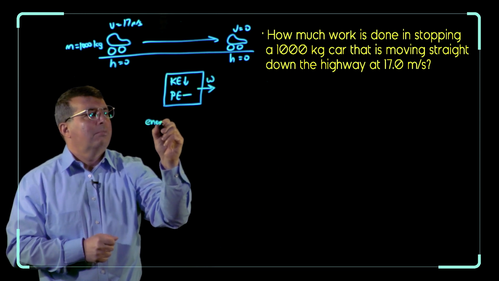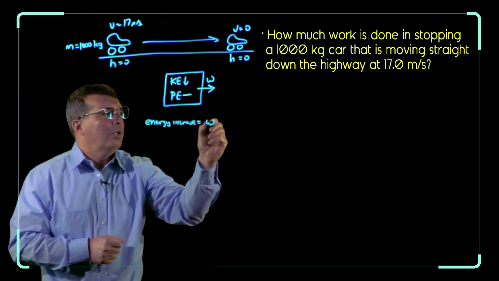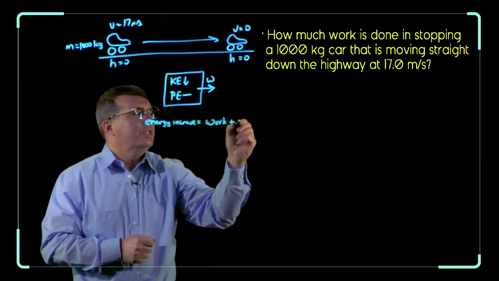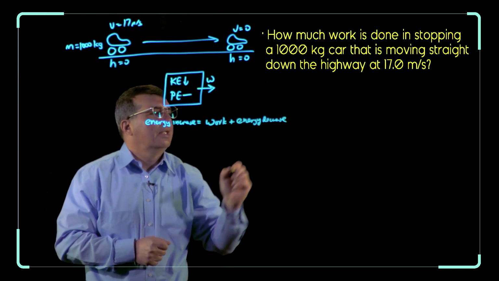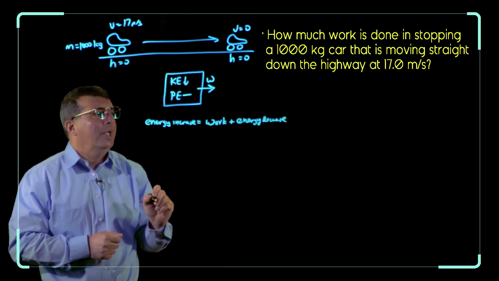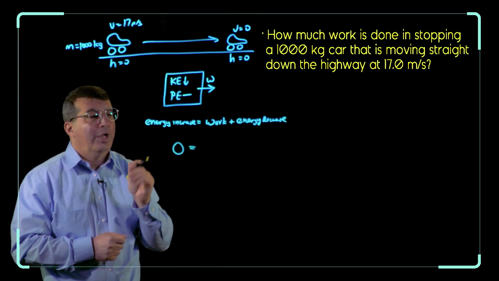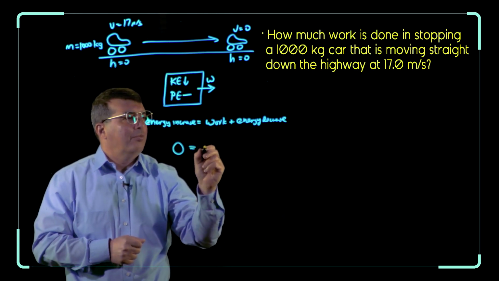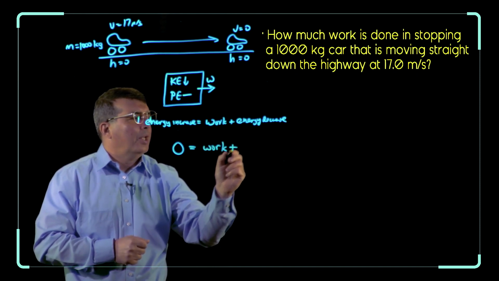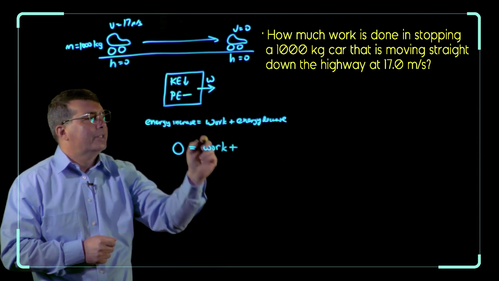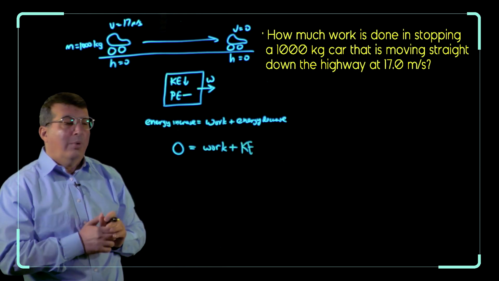Energy increase equals work plus energy decrease, okay? Energy increase is 0. So energy increase is 0, nothing increased. And then we have work, that's what we're looking for, plus the energy decrease. The energy decrease is kinetic energy. Okay, so that's our equation.